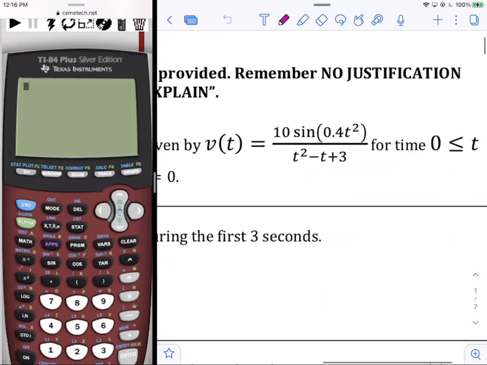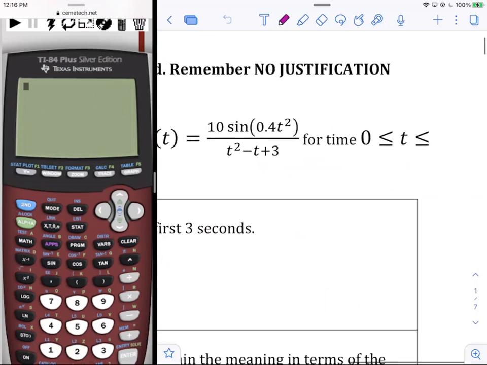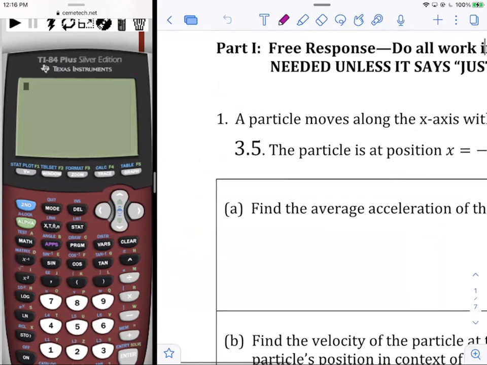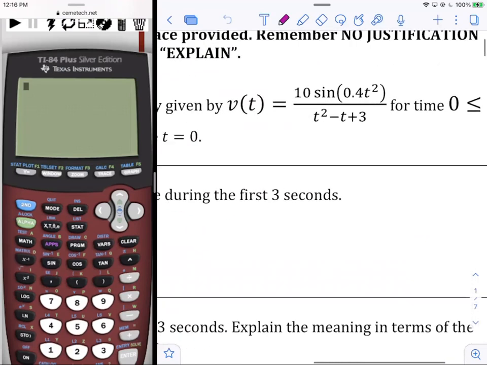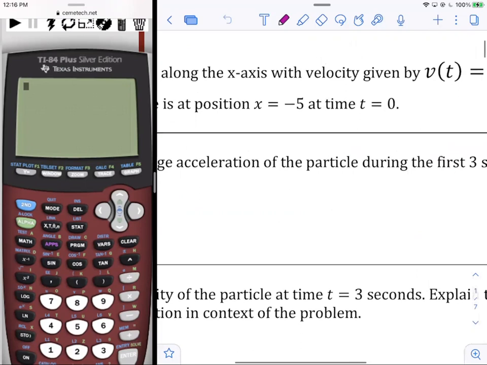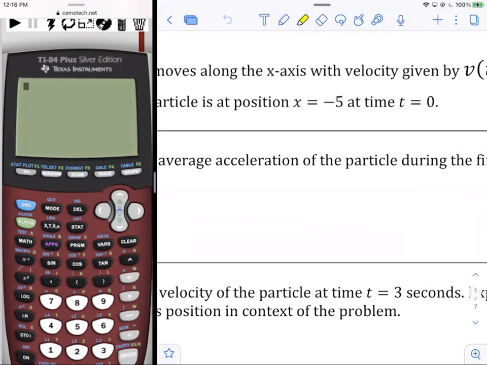Its velocity is given by this. Okay, so that's a pretty funky looking equation. For 0 less than or equal to t less than or equal to 3.5. So it's only good for that 3.5 second span. And then the particle is at position -5 when t equals 0. So that's kind of leading into something that we'll be doing later on in the year.